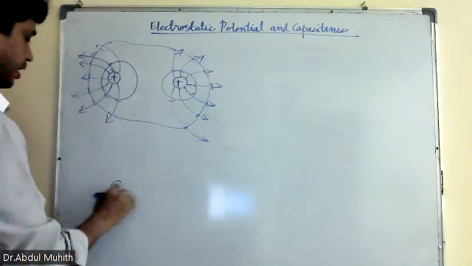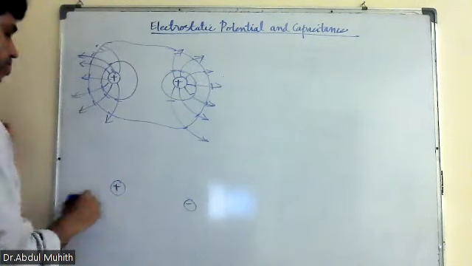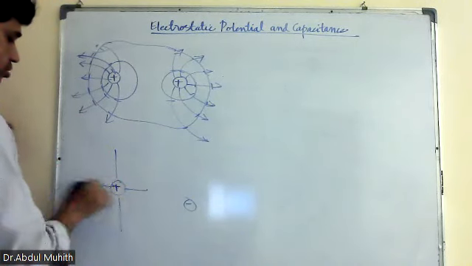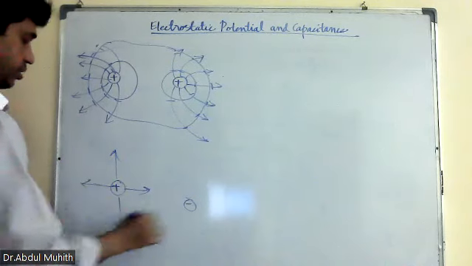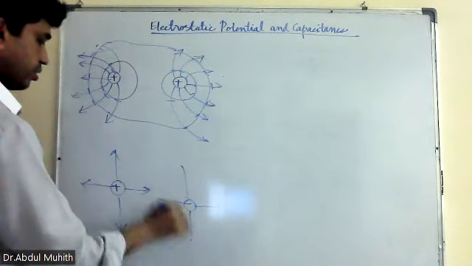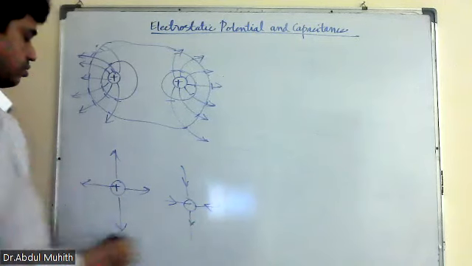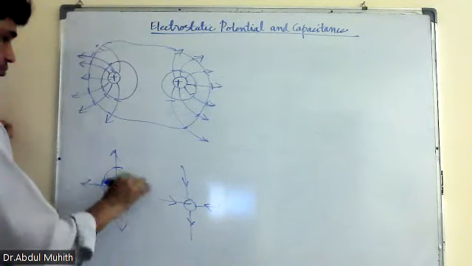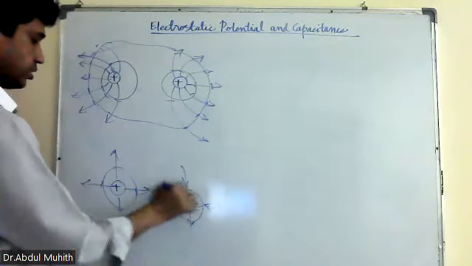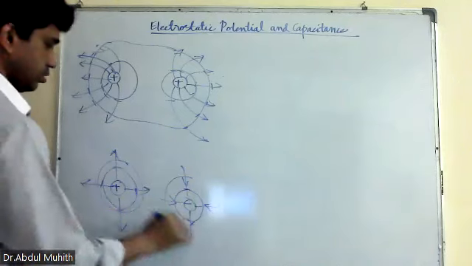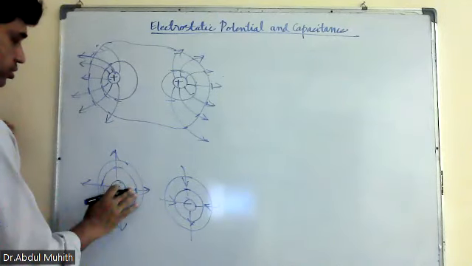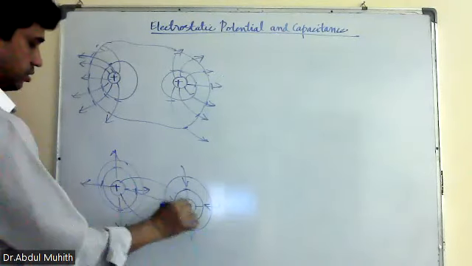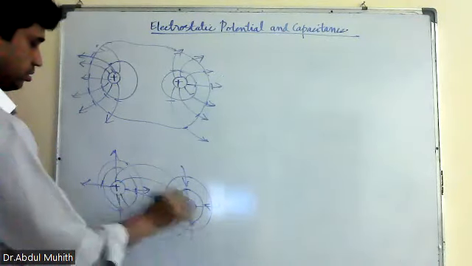Suppose it is a positive and a negative charge, what will happen now? Here you draw the lines. So it is coming outward and this is going inward. Okay. So you draw a normal like this. Because these two are attractive, right? So the negative will move towards the positive.